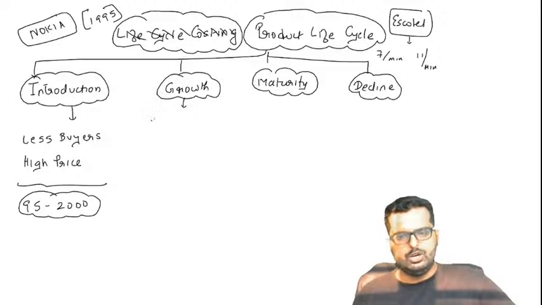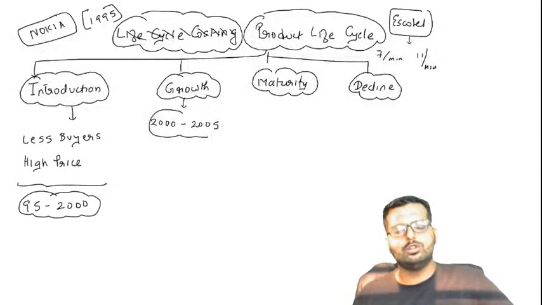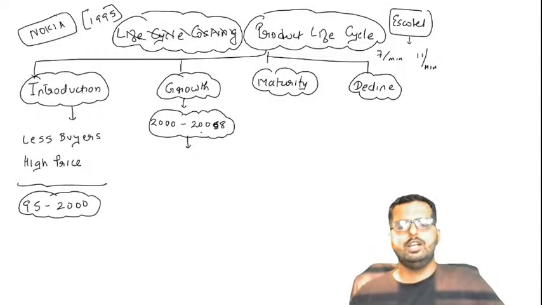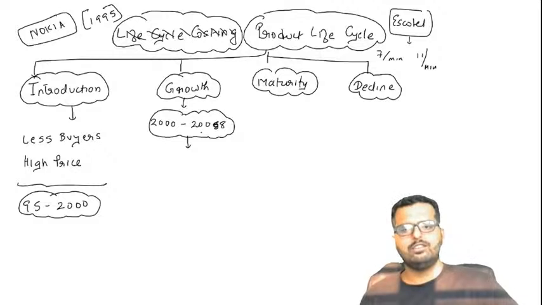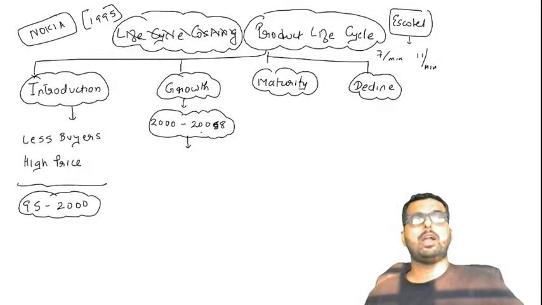Then what happened? 2000 to 2005, I could call it growth. It can go up to 2008, I feel. It can reach a growth of the Nokia phones. This is the time when Ambani came up with a new phone of Reliance, which was just for 500 rupees. Price penetration. All of a sudden, people started realizing that phones can be bought.